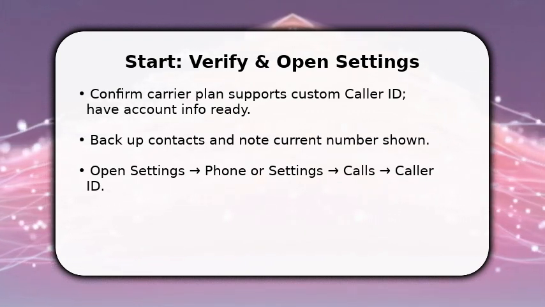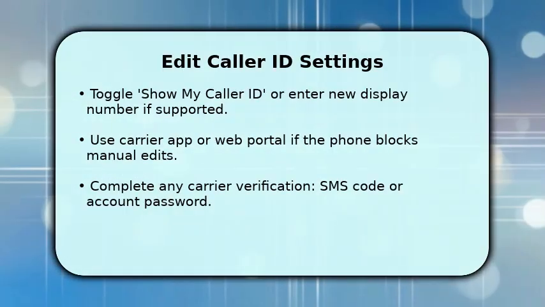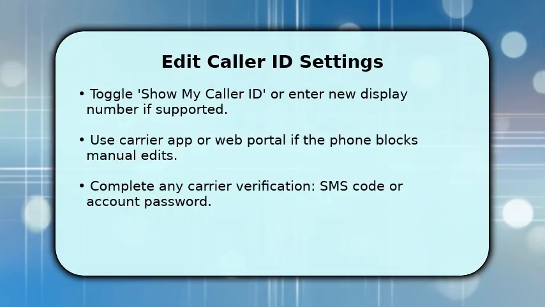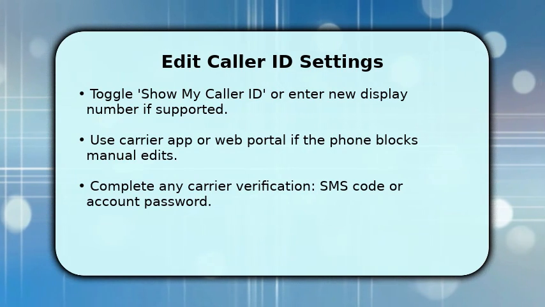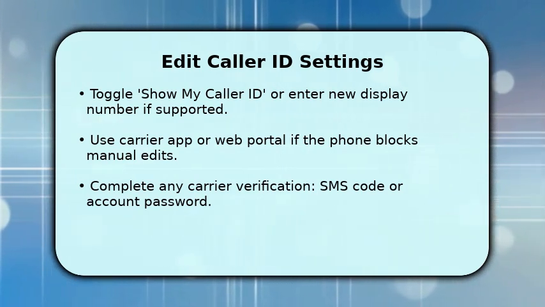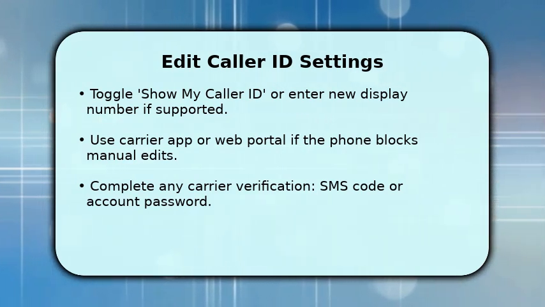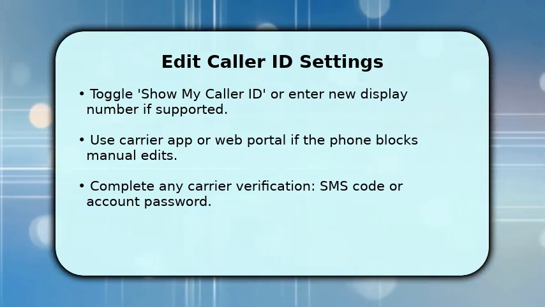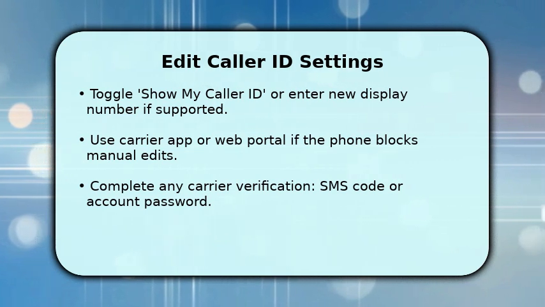You now perform the central edit. Toggle the Show My Caller ID option or input the alternative number provided by your account tools. If the phone interface blocks manual edits, make the change in your carrier's app or web portal. Carriers sometimes require server-side updates.